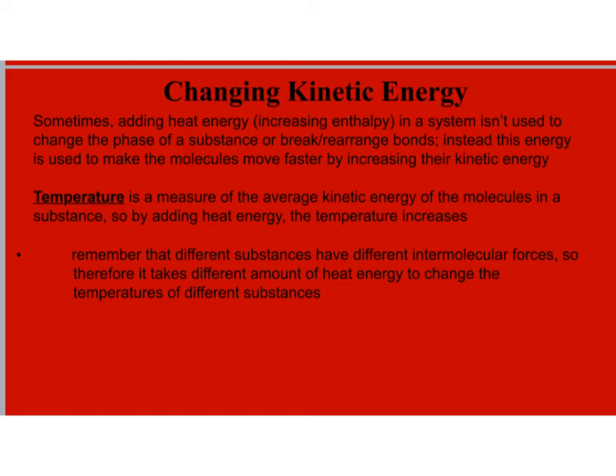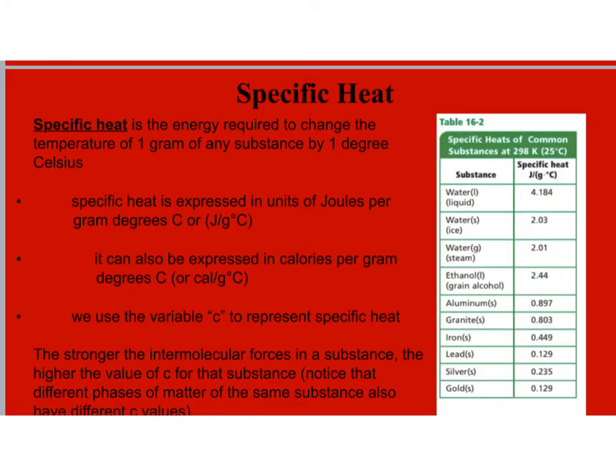Different substances, however, have different intermolecular forces. So it takes more energy or less energy to change the temperature based on the substance. Specific heat is the energy required to change the temperature of 1 gram of a substance by 1 degree Celsius. So we write specific heat in units of joules per gram degree C. You could also write it in calories, because we sometimes use calories as well. And the variable is C, for specific heat.